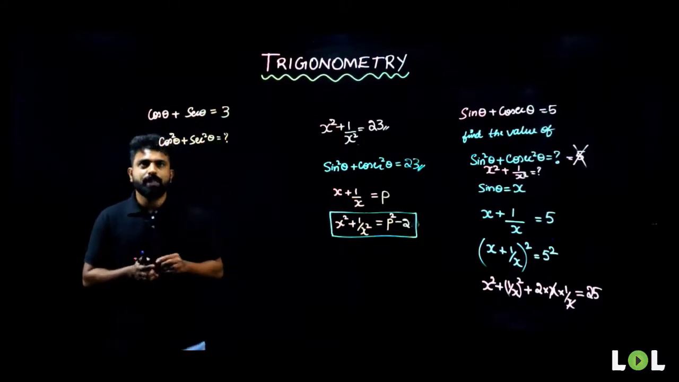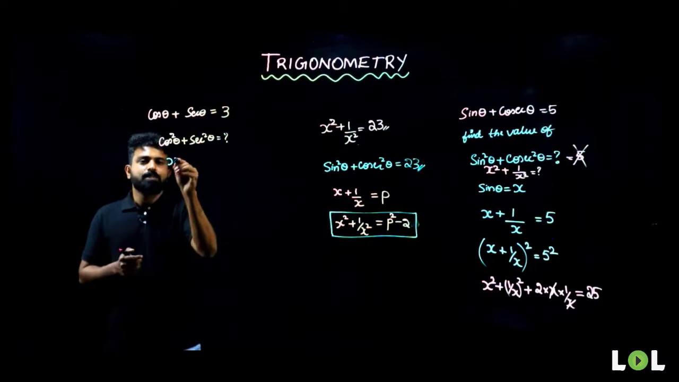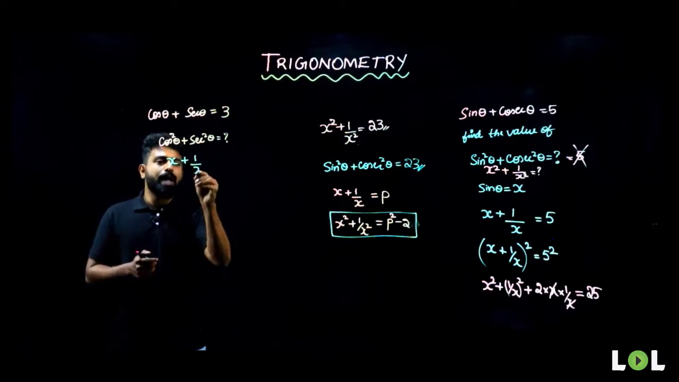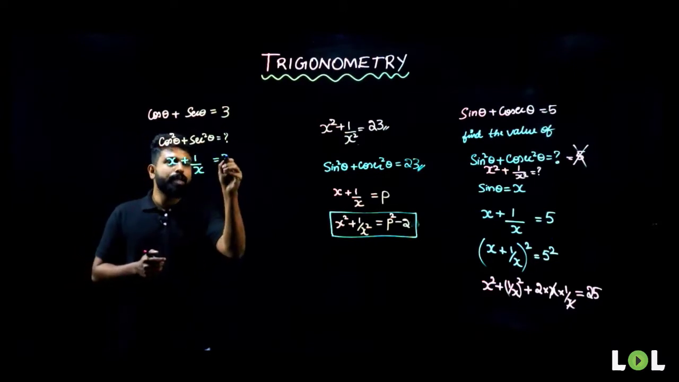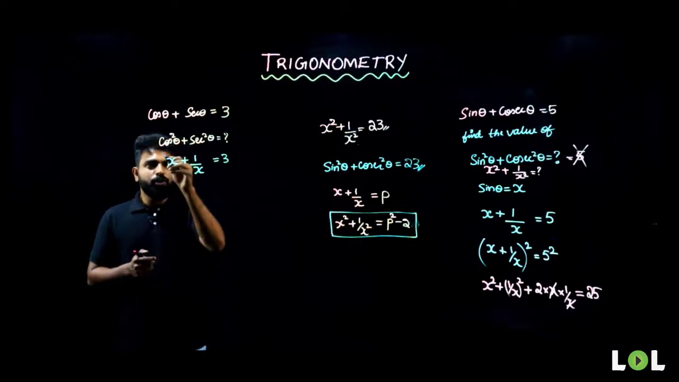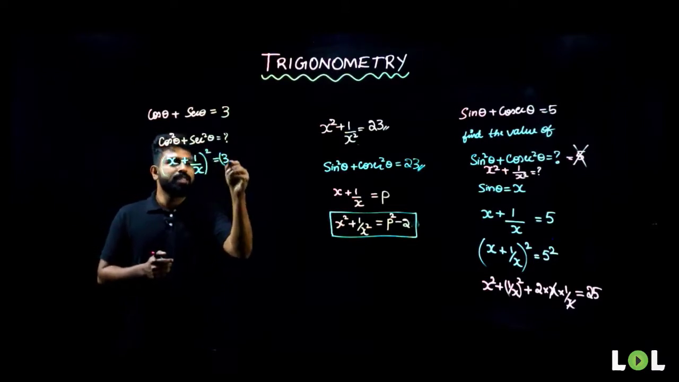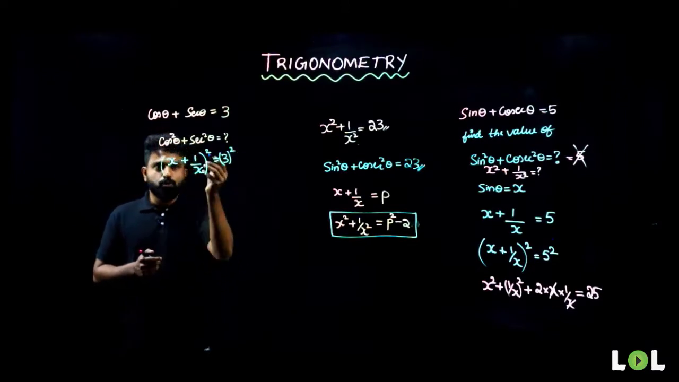So how to solve this? It is of the form x plus 1 by x, and that is equal to 3. If I solve this, what do I need to do? I need to square on both the sides here. If I square on both the sides, what do I get?